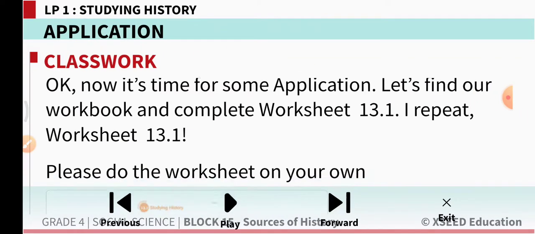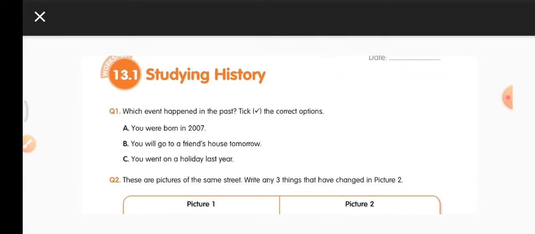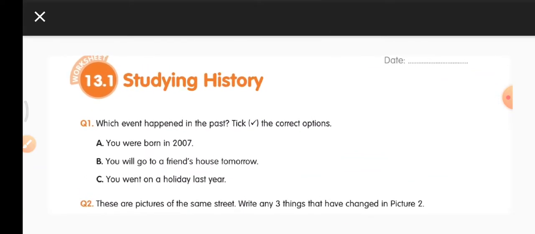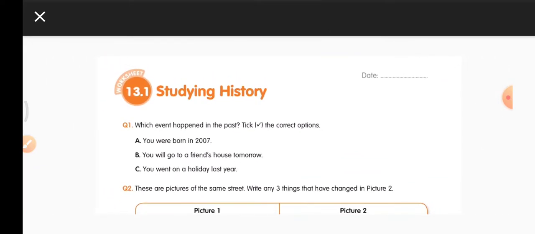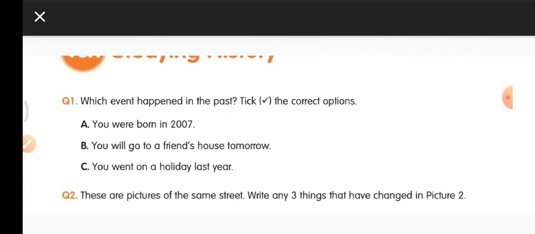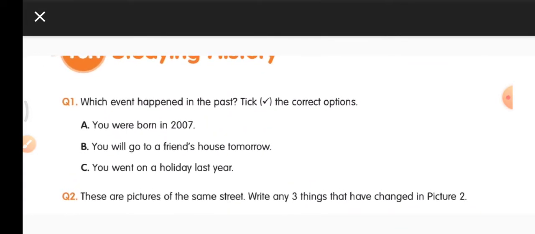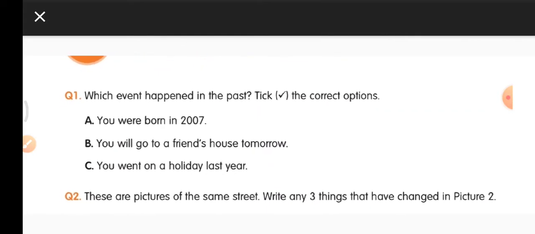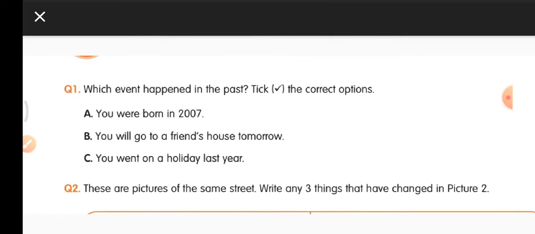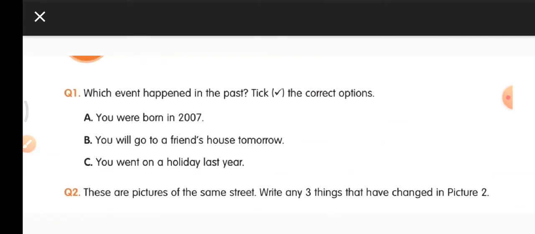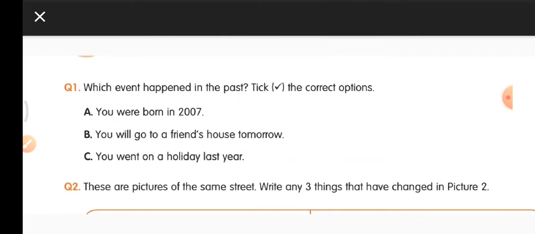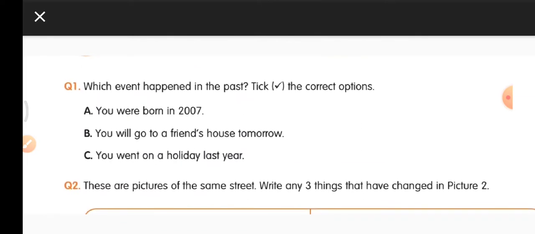Now all of you open your worksheet, put today's date, and answer these questions. 13.1, studying history. Which event happened in the past? Tick the correct options. A, you were born in 2007. B, you will go to a friend's house tomorrow. C, you went on a holiday last year. So you can put a tick to A and C because these were the events which happened in the past.